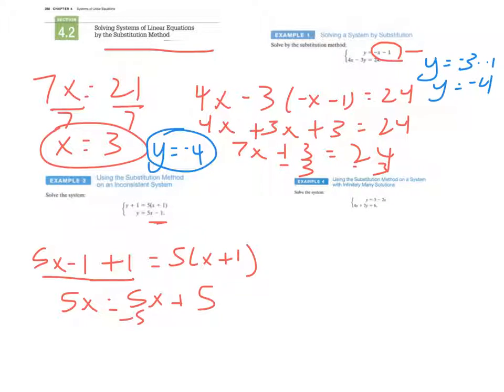And I'm going to subtract my 5x because I always put my letters on my left. And now I get a 0. Once again, we get these situations where the variables cancel out, but these don't equal, so this is a no solution.